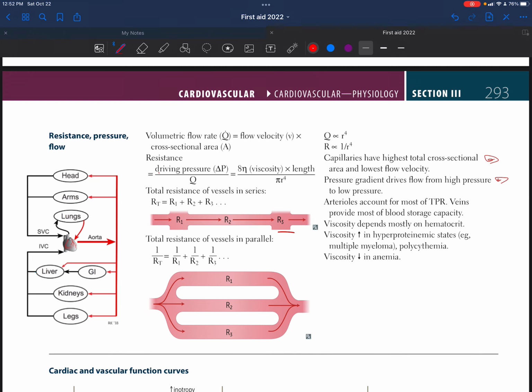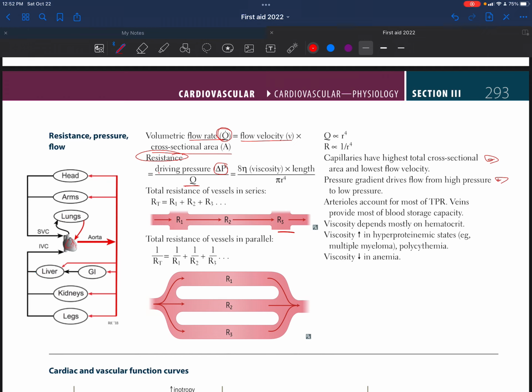Pressure flow and the cardiac and vascular function curves. So for the resistance and pressure flow, we have the equations. The flow rate is represented by Q, and it equals the flow velocity times the cross-sectional area. For the resistance, it's basically a change in the pressure, so it's fluid moving from an area with the highest pressure to the area with the lowest pressure, and that's the ΔP over Q, where Q is the flow rate.